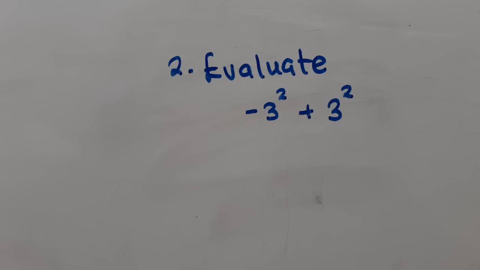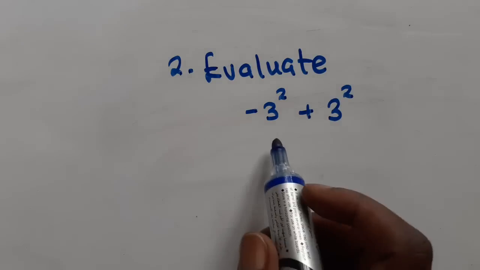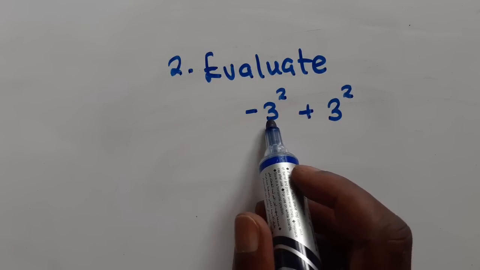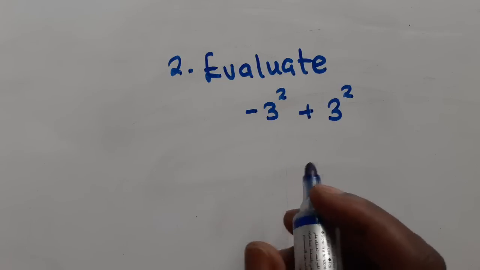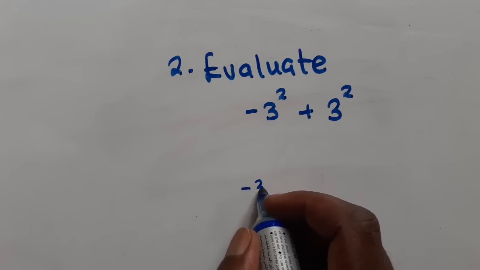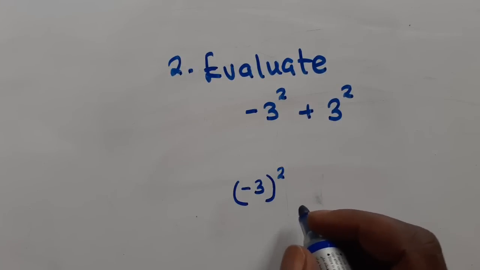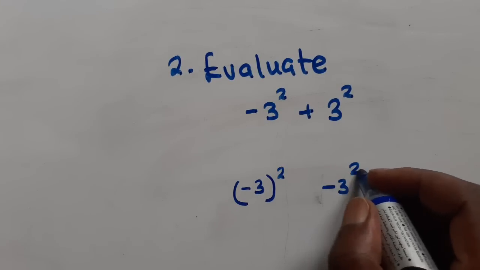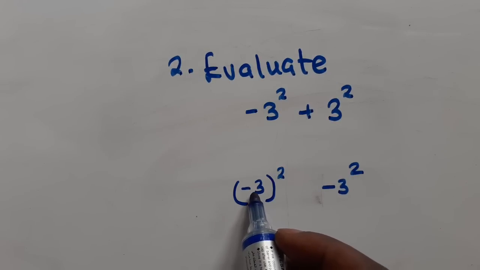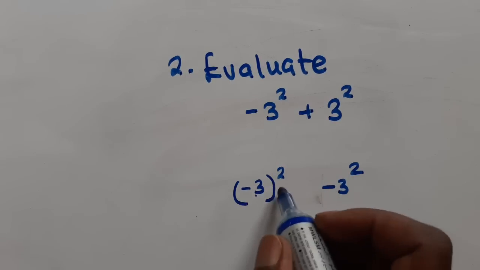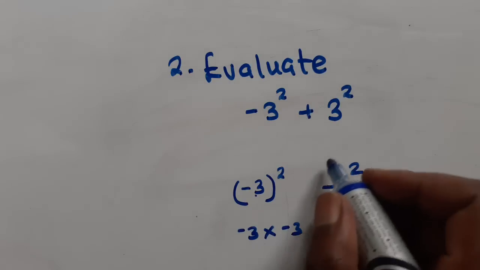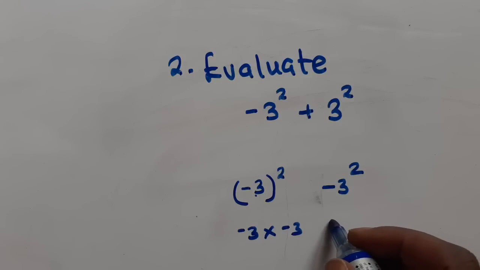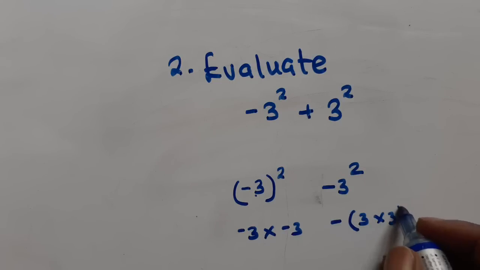So we have question 2 here. How do we evaluate this? Alright, so here you have to understand one thing. I want you to see the difference between this question as well as this one. So what do you see here? Negative is part of this 3. So as we expand this one here, it's going to be negative 3 multiplied by negative 3. As opposed to this one, for this one we're going to have minus 3 multiplied by 3.